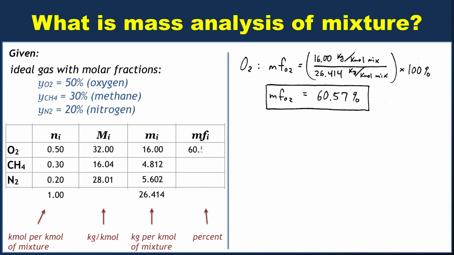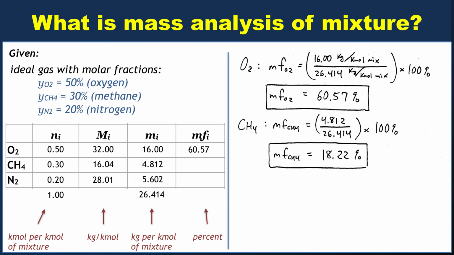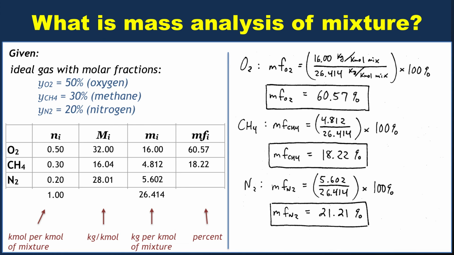So now let's enter that into our table. We'll do a very similar procedure for methane and nitrogen. So in the case of methane, it's 4.812 divided by 26.414 times 100%. That gives us a mass fraction for methane of 18.22%. We'll put that in the table. For nitrogen, we end up getting that it's 21.21%. We'll put that in the table too.